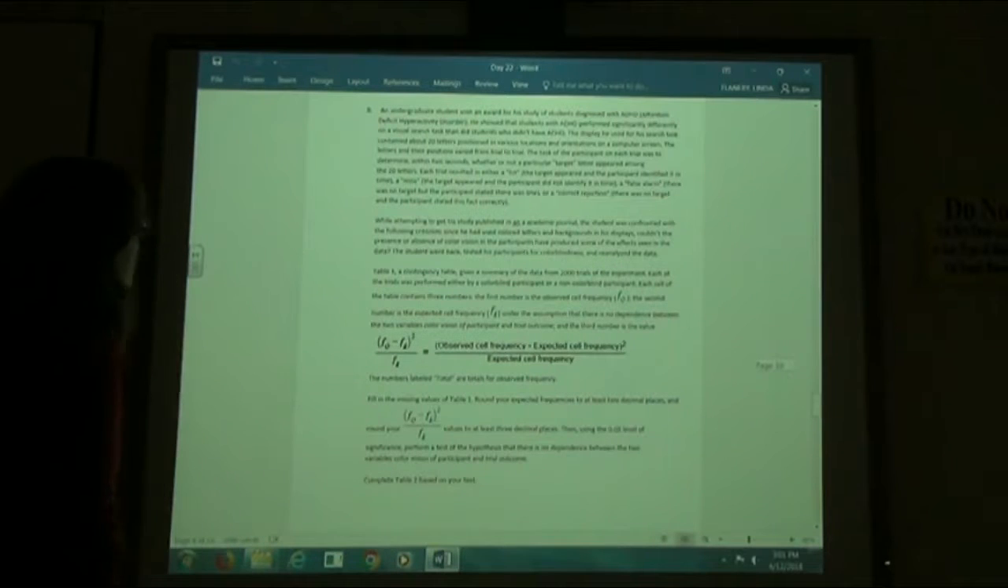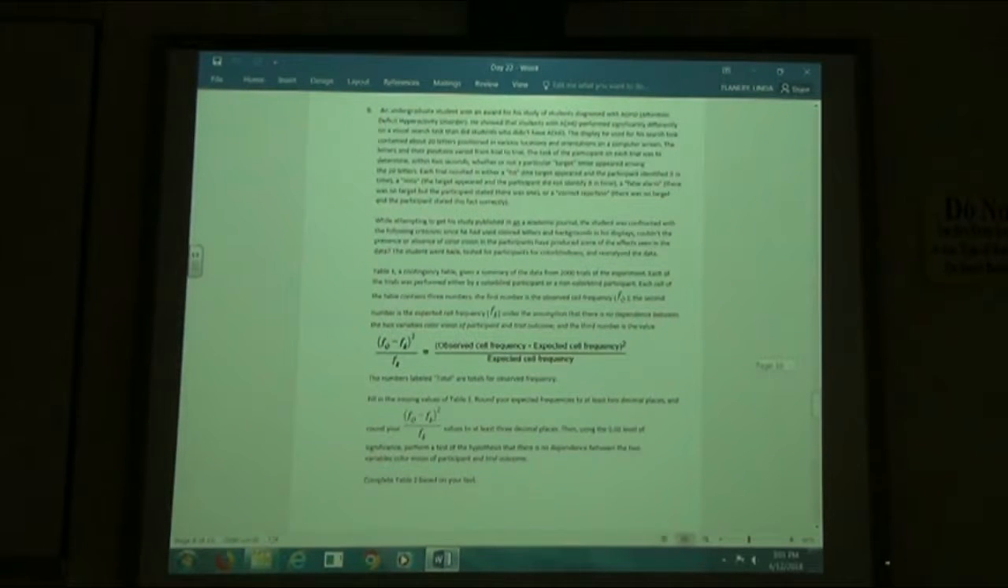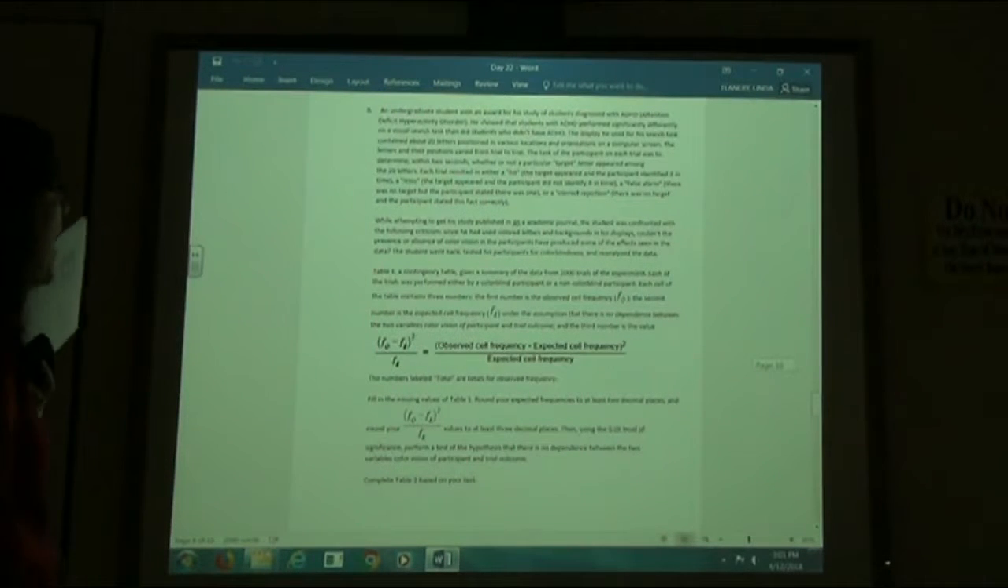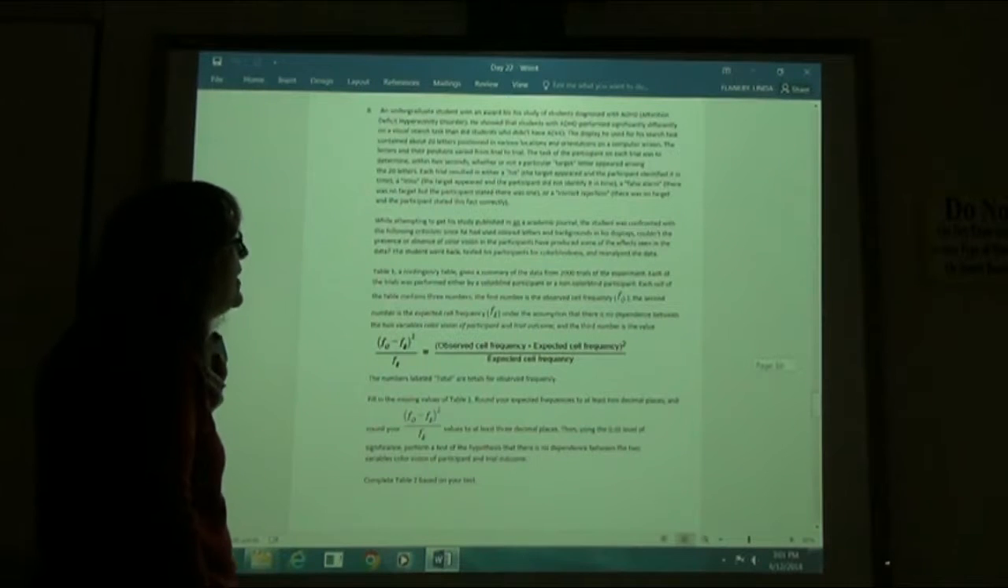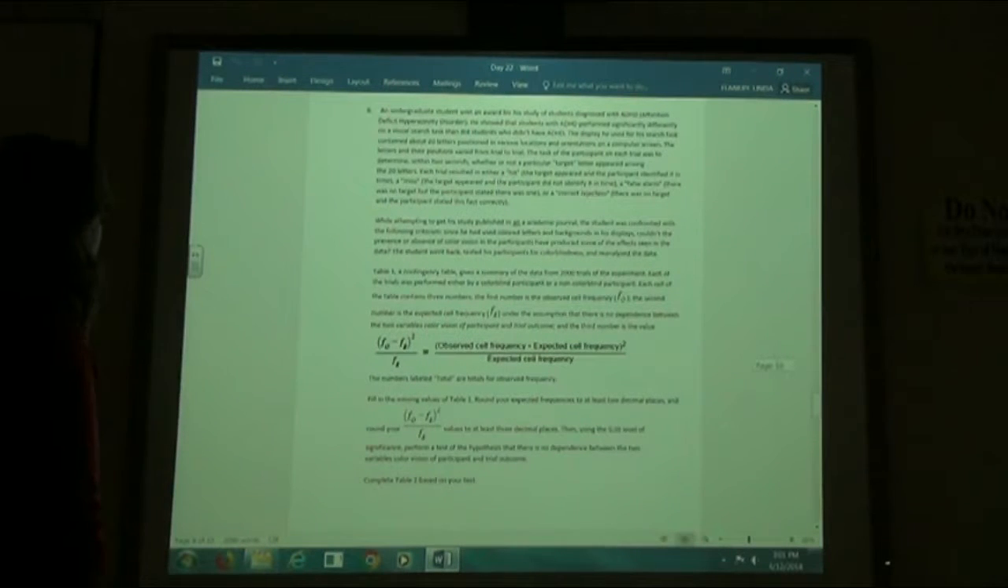While attempting to get a study published in an academic journal, the student was confronted with the following criticisms. Since he had used colored letters and backgrounds in his displays, couldn't the presence or absence of color vision in the participants have produced some of the effects seen in the data? The student went back and tested his participants for color blindness and reanalyzed the data.